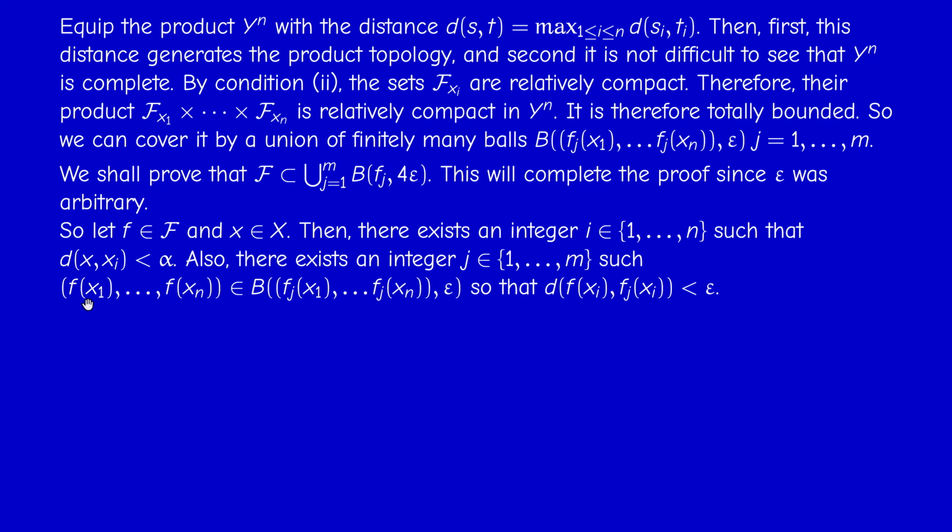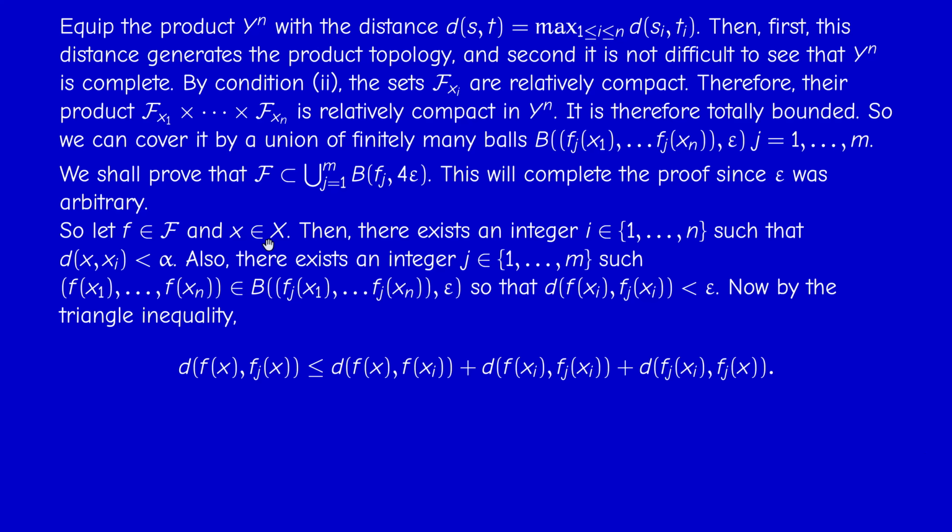So we can find a ball of center fj(x1), etc., fj(xn) that contains this element (f(x1), etc., f(xn)). So the distance between f(xi) and fj(xi) is less than epsilon by definition of the ball. We're almost done. So now I use the triangle inequality to prove that f is here. I estimate the distance between f and fj at x first. So the distance between f(x) and fj(x) by the triangle inequality is less than the sum of these three terms. So I introduce f(xi) and fj(xi).